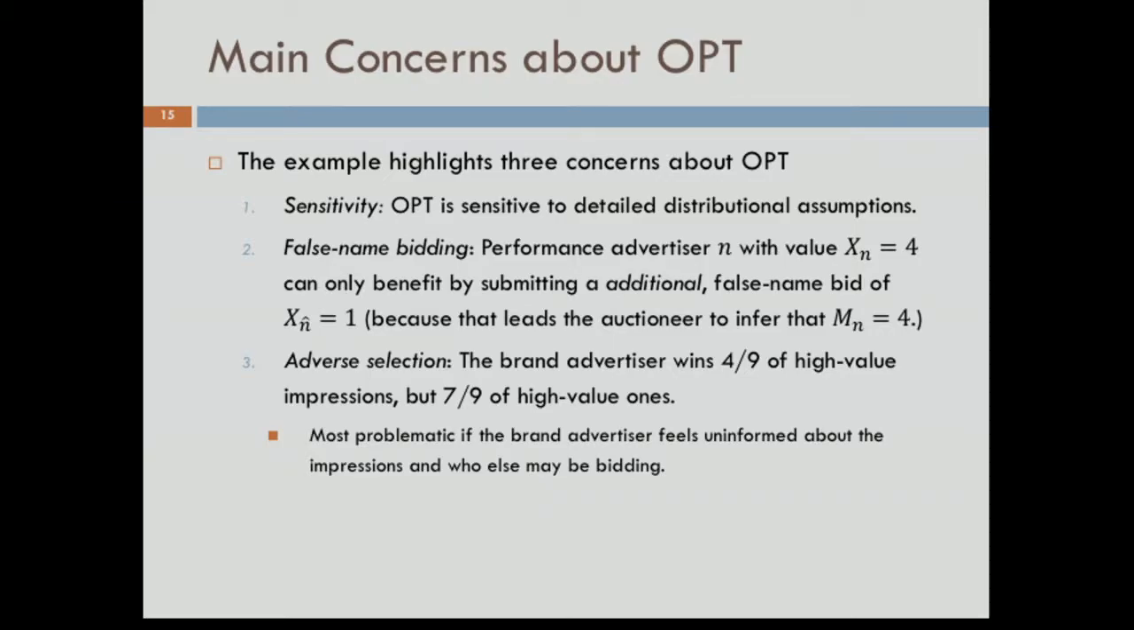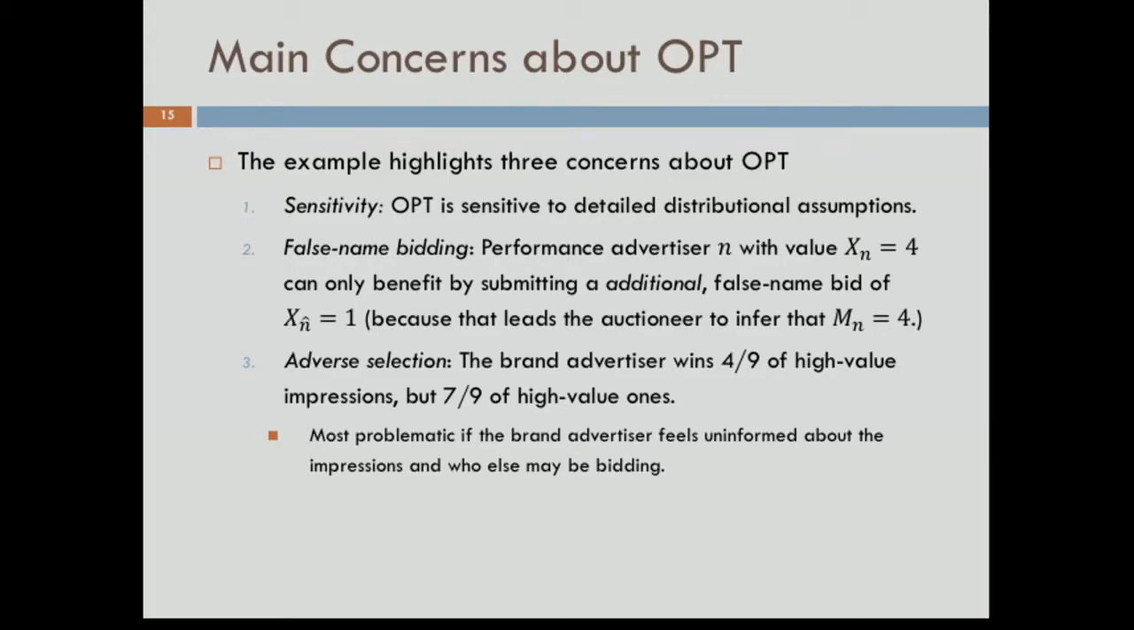False name bidding. Suppose performance advertiser N has xn equal to 4. If he could submit an additional bid with xn hat equal to 1, and we then did an optimal statistical inference and assumed that these were actually independent bidders, we'd be saying, gee, if somebody has a value of 4 and somebody has a value of 1, that means the highest match value is 4, and this guy ought to win. So putting in an extra low bid could cause a bidder that was otherwise losing to become a winner.